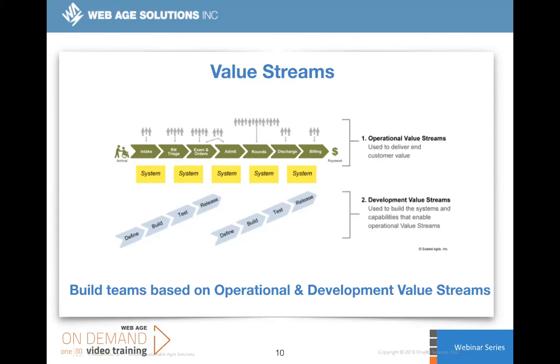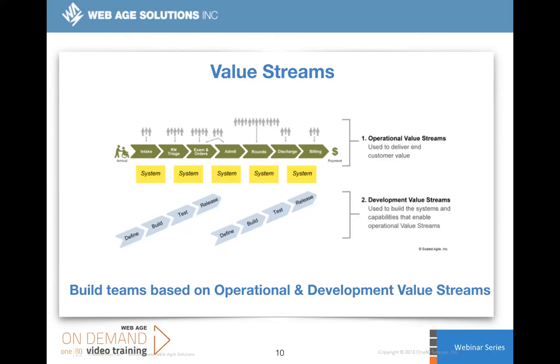Once we have that in place, we can then determine all the skill sets that are needed across the value stream to support a particular team or system in order to create value for the organization. In this way, we are directly attaching the operational value stream and the development value stream together, and we can build teams that can support both. And we build cross-functional teams that have all the resources necessary to support those.